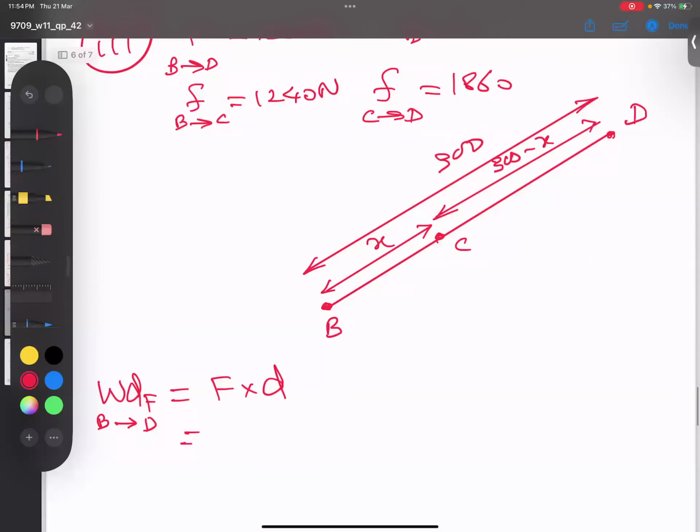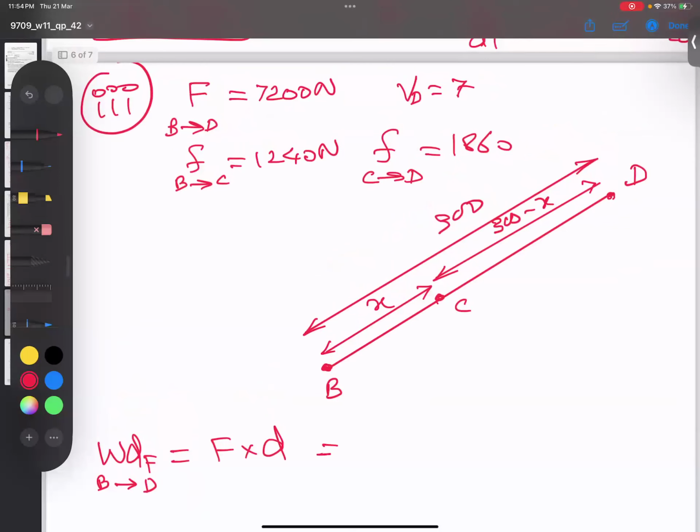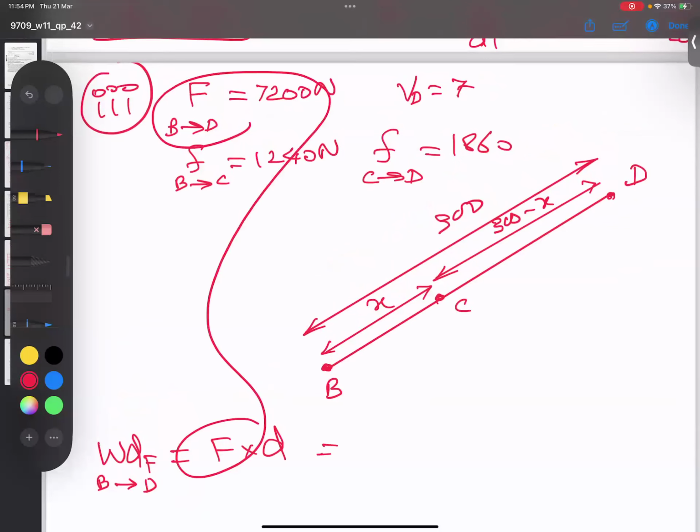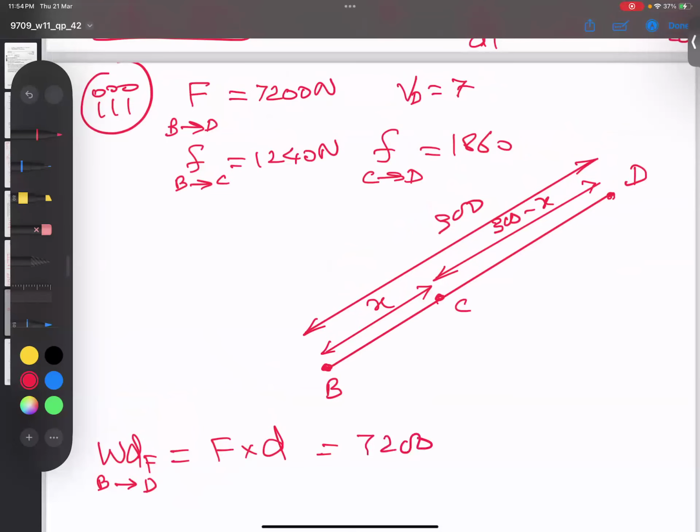So what is the force? I'm finding directly the force from B to D is 7,200. So 7,200 into the whole journey B to D, which is 300 meters. So I'm writing 300. I type it in the calculator, and I am doing it step by step. 21640 joules is the work done.